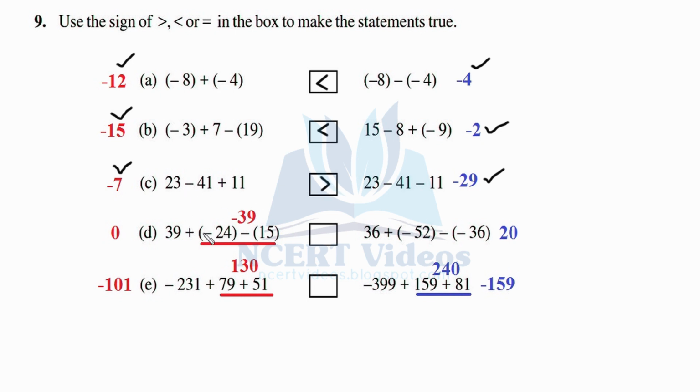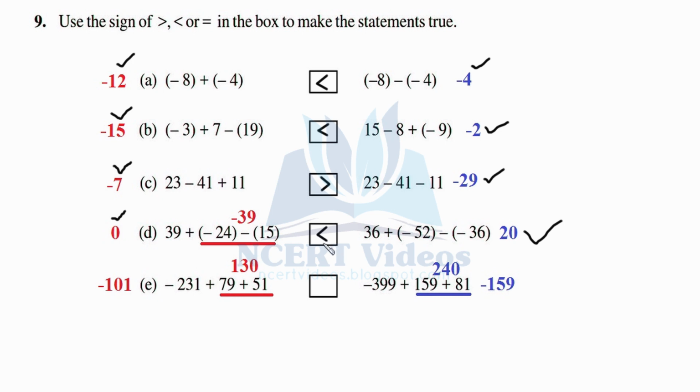Here minus 24 and minus 15 is minus 39, and when you add it to 39 it is 0. It cancels out. Now here plus minus is minus and minus is plus. Okay, so we can add first and last term, that is 36 plus 36. How much? It is 72, and 72 minus 52 gives you plus 20. Now it is very easy. 20 is greater than 0. Therefore sign will come towards greater than sign. You have to open mouth towards greater sign. This is the trick to do it, or to learn it.